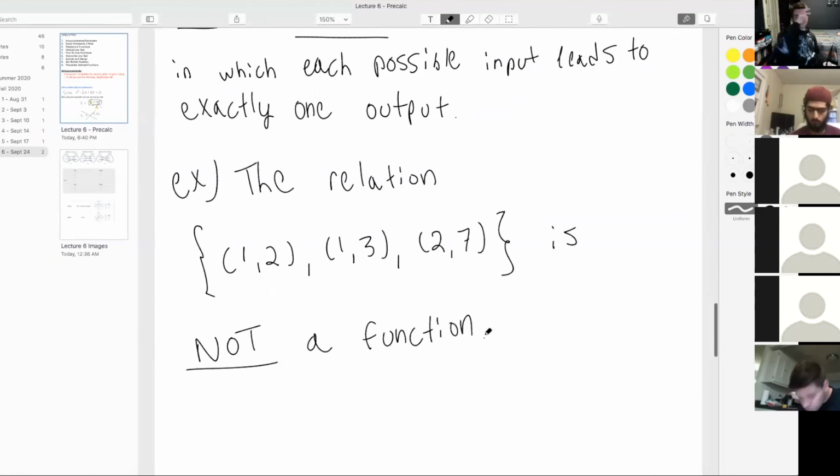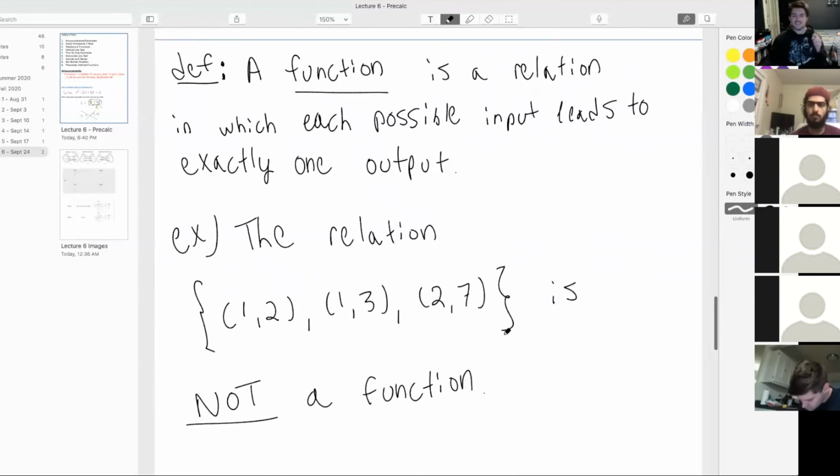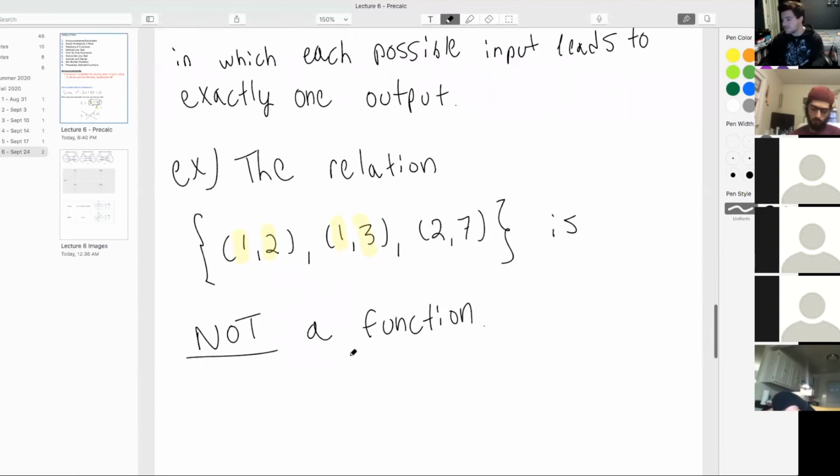All right, so let's just think about why this is so. Well, to be a function, each input has to have just one output. But something is wrong here with the input of 1. The input 1 has 2 outputs. The input of 1 has an output of 2 and an output of 3, okay? So that violates the definition of a function.